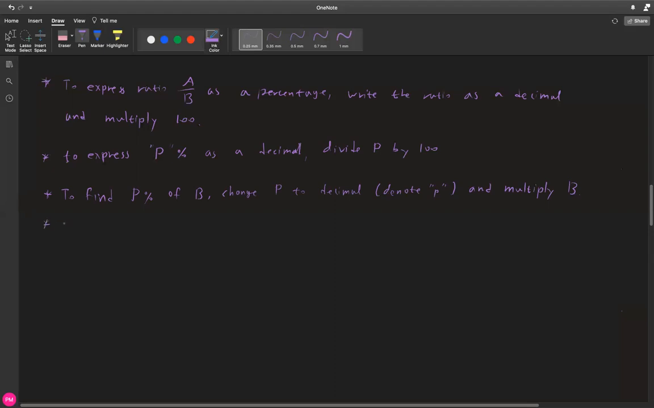The next one is, let's say you start with a baseline, denoted by capital B, and add, let's say, P% to it. You end up with a final value.